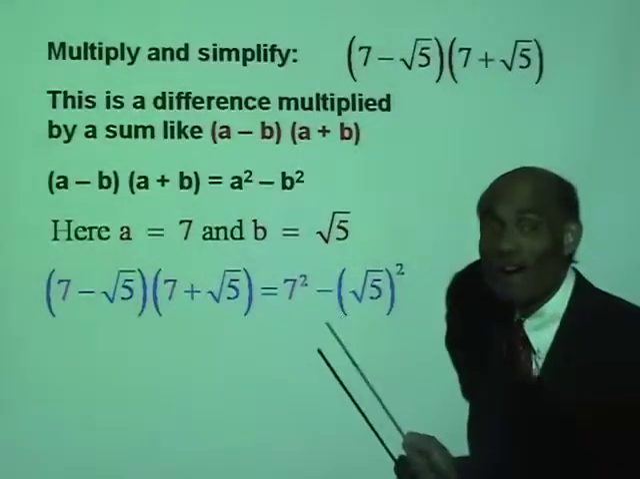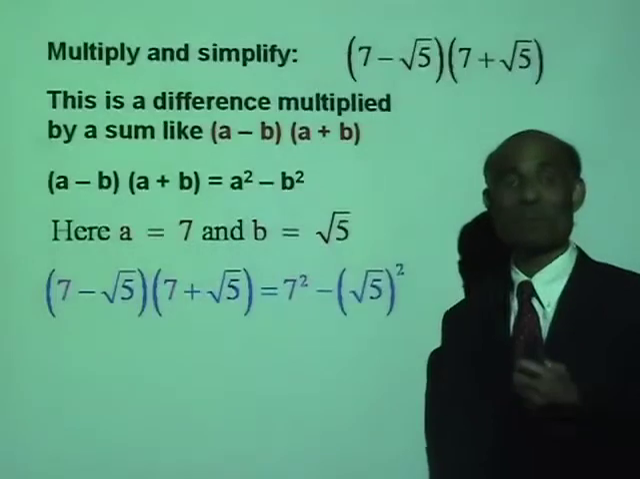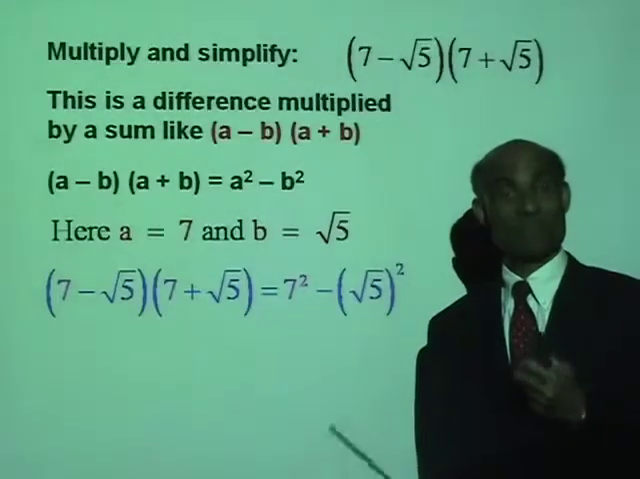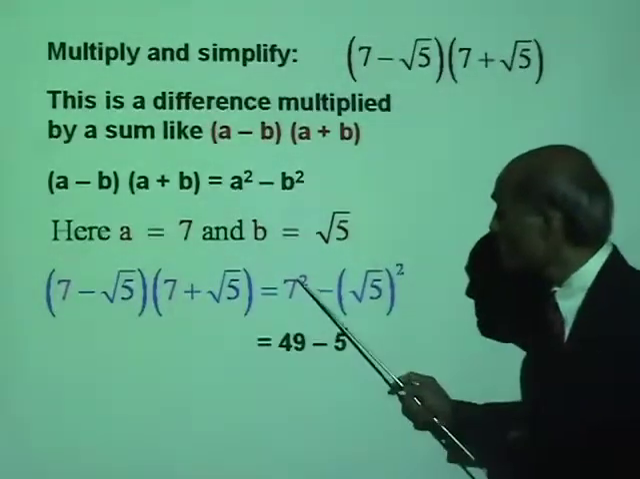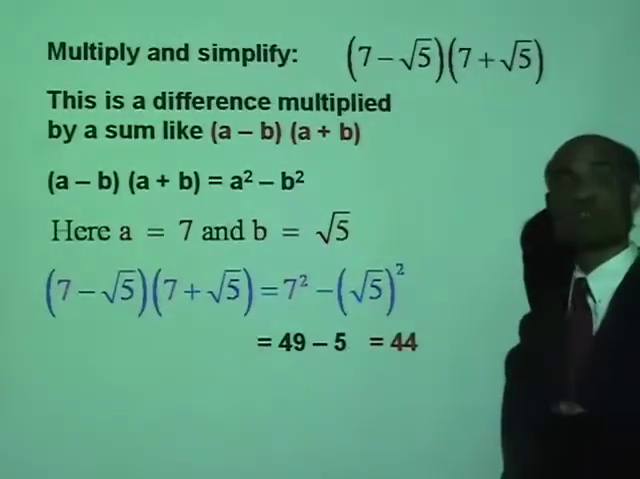Square root 5 times square root 5. What is square root 5 times square root 5? Is 5. So this will be 49 minus 5, and that is 44.